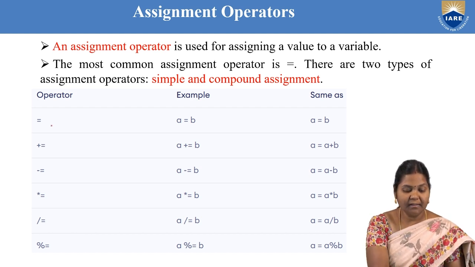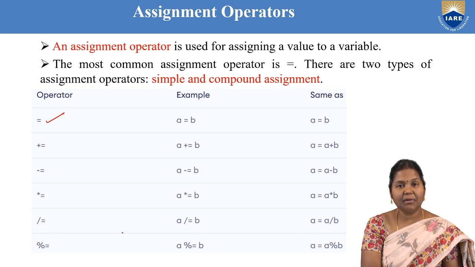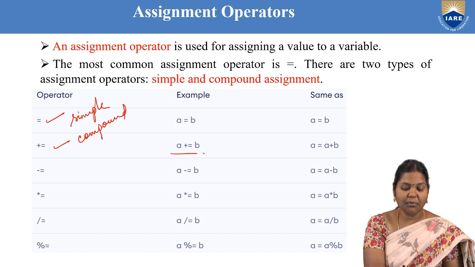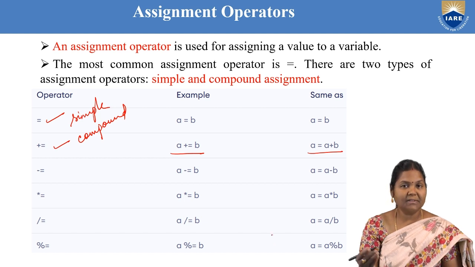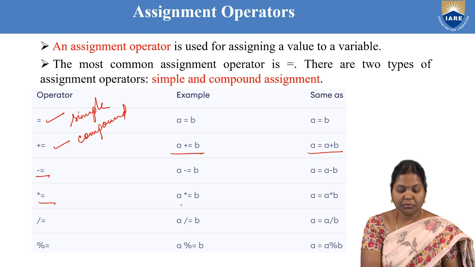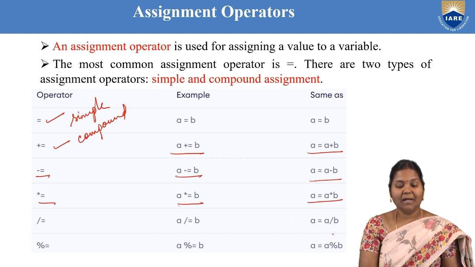So, you can see here, equal to is a simple assignment operator, whereas plus equal to is called a compound assignment operator. So, A plus equal to B is the same as writing A is equal to A plus B. Similarly, minus equal to, multiplication equal to. So, you can see A minus equal to B is the same as A is equal to A minus B. A star equal to B is the same as A is equal to A star B, and so on.